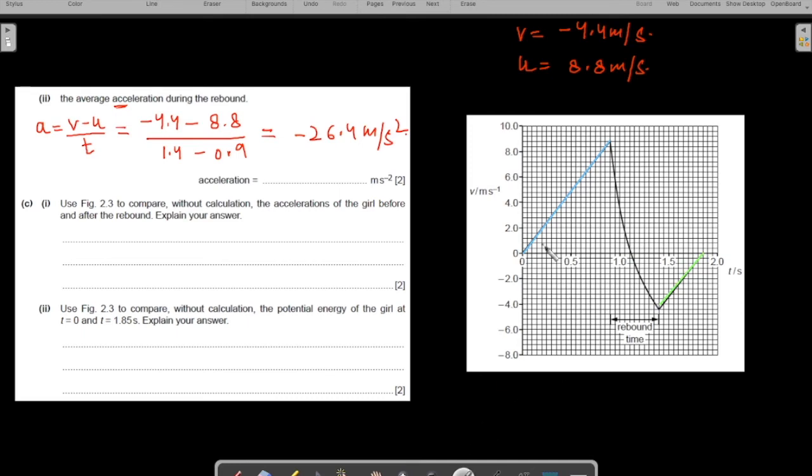So you have to compare this section and this section of the graph. What do you see? They are straight lines. So one of the things you can say is that they are constant acceleration.